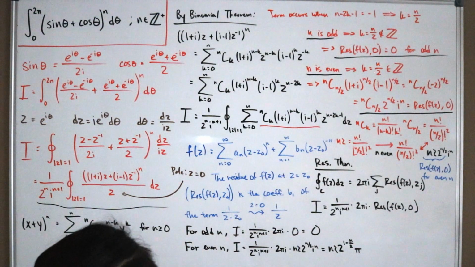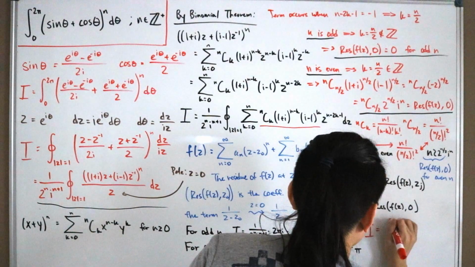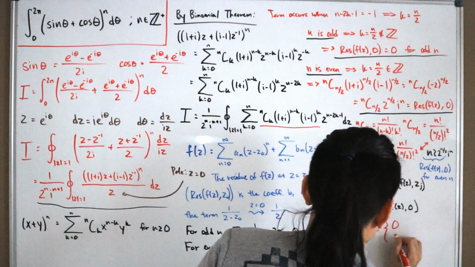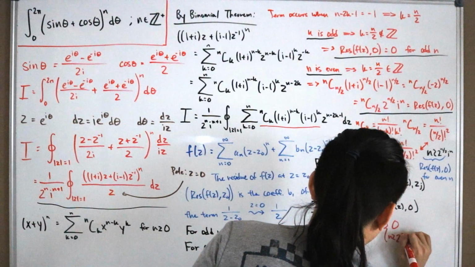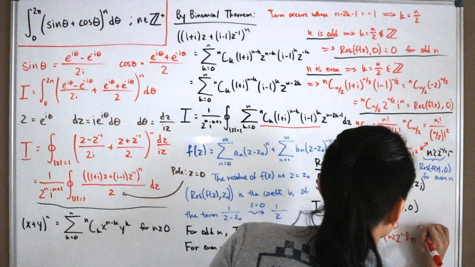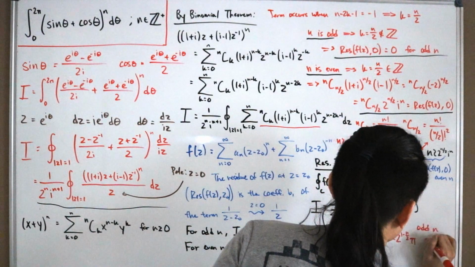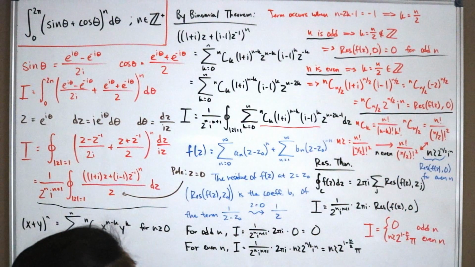So thus I, capital I, is going to equal the following: 0 for odd n, and for even n, the swinging factorial of n, times 2 to the power 1 minus n divided by 2, then times pi. And just like that, we are done.